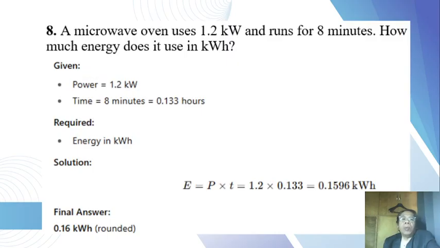Number 8. A microwave oven uses 1.2 kilowatts and runs for 8 minutes. How much energy is used in kilowatt hour? So given power is 1.2 kilowatt, time is 8 minutes, convert it to hours, 0.133 hours, and required energy in kilowatt hour. Formula to use, E equals P times T. Substitute all the given data now. So your answer is 0.1596 kilowatt hour. And then if you would like to round it up, you have 0.16 kilowatt hour.